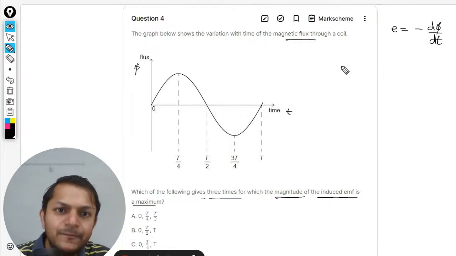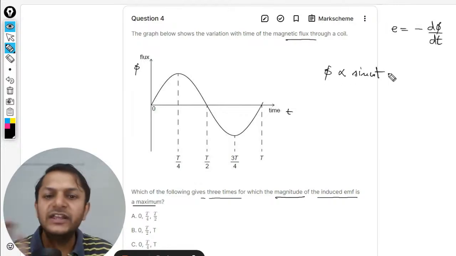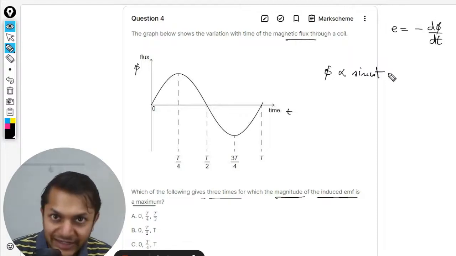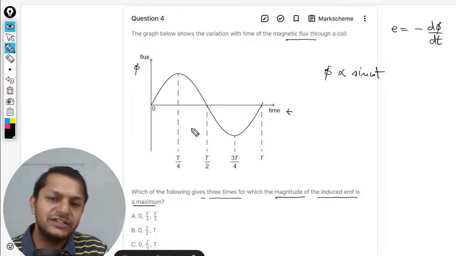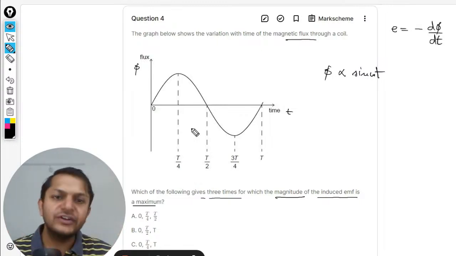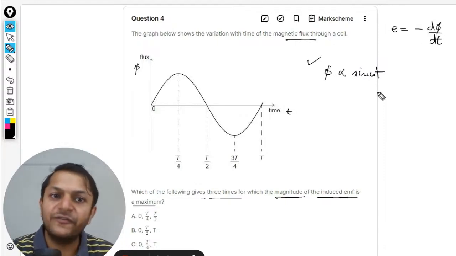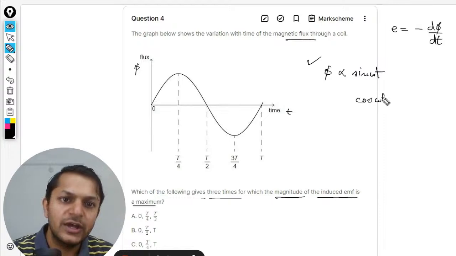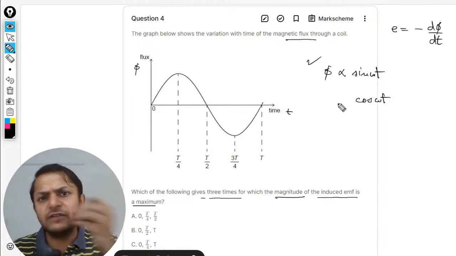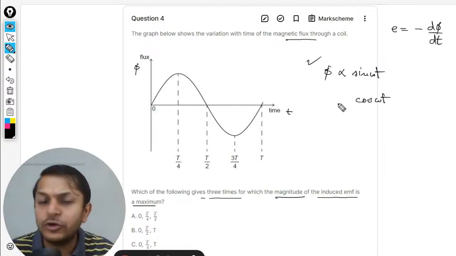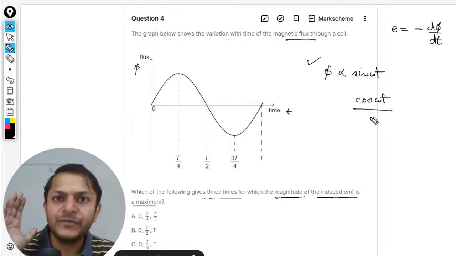Now, clearly this phi is shown as a variation of sine omega t. It's clear because this is a sinusoidal variation. So I'm going to tell you a couple of methods here. I will tell you 2 methods, but the first method is this. So phi is directly proportional to sine, and we know that when we differentiate it, we actually get cos. Definitely there is a negative sign there, and there will be omega multiplied by the amplitude. We don't care about those things. The only thing is that that will be a cos variation.